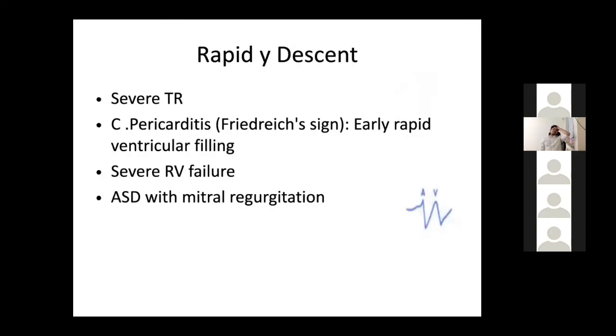Now coming to the rapid Y descent. I already discussed severe tricuspid regurgitation, also known as Friedreich sign. It is also seen in constrictive pericarditis, where the systole is not affected and you get a prominent early rapid ventricular filling. So the earlier part of the diastole is not affected in constrictive pericarditis, whereas it is affected in tamponade. So you get an early rapid ventricular filling known as a Y descent. Also ASD with MR, like the V wave it produces, also causes a prominent Y descent. Two causes you can know for rapid Y descent are severe TR and constrictive pericarditis. That is more than enough.